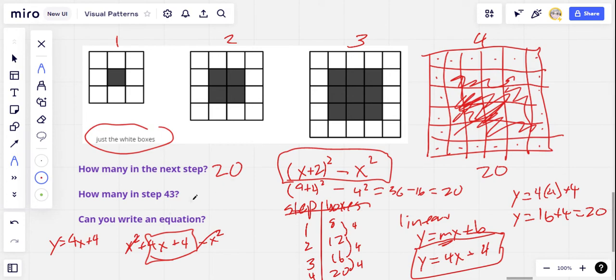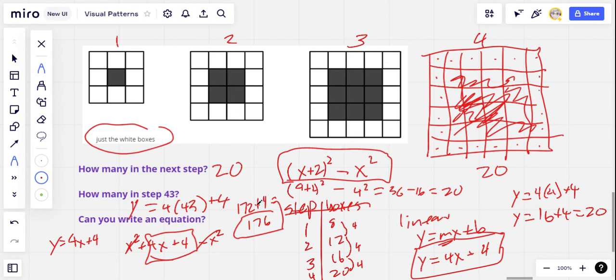All right. The last thing to do here is to figure out how many in step 43. And with this simple equation, we can do that pretty easily. So y equals 4 times step 43 plus 4. 4 times 43, well, 4 times 40 is 160, and 4 times 3 is 12. So that's 172 plus 4. That's going to equal 176. So in the 43rd step, there should be 176 white boxes around the outside of that big square.